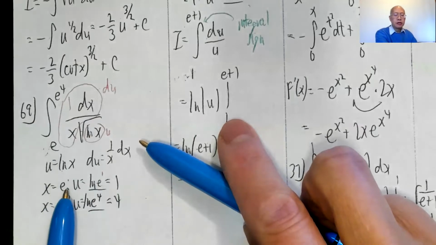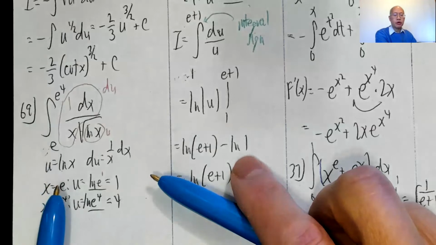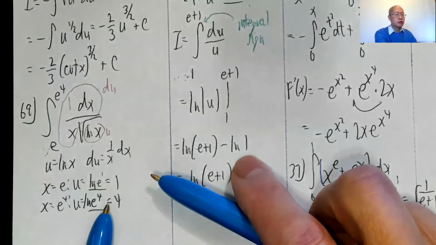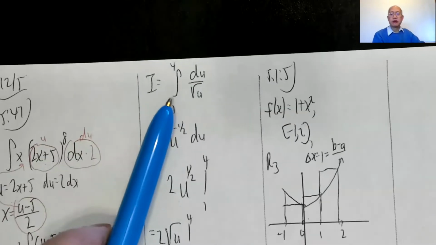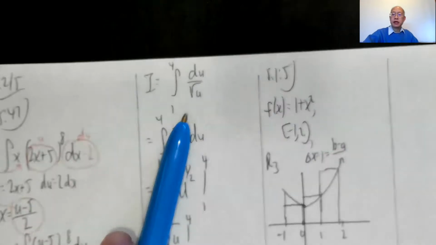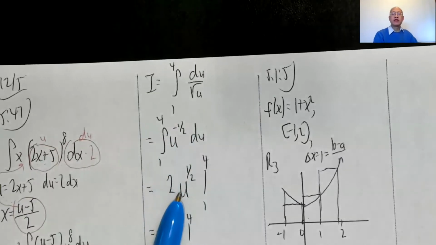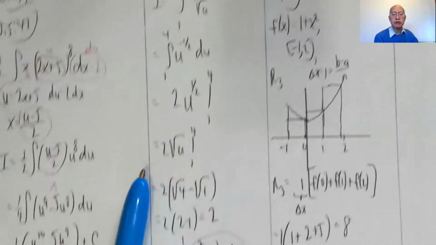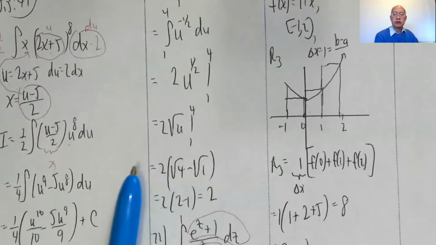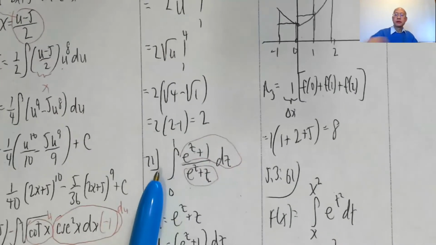When x is e, u is ln of e to the 1st, which is 1. And if I plug in e to the 4th, u is ln e to the 4th, which is 4. So the new integral is going to go from 1 to 4 of du over radical u. No need to switch back to the original variable. So this can be rewritten as u to the -1/2. So the integral of u to the -1/2 is u to the 1/2 divided by 1/2, which means times 2, from 1 to 4. It's 2 radical u. You can factor out the 2. Radical 4 minus radical 1, 2 times 2 minus 1, 2.